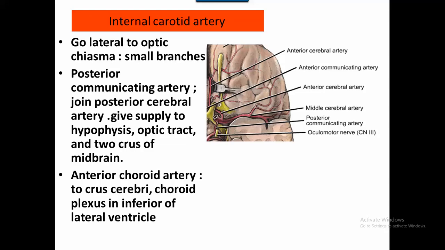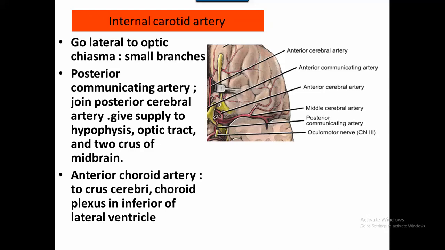It gives supply to the hypophysis cerebri, which is the pituitary gland, the synonymous name of the pituitary gland, and to the optic tract, and the two crura of the midbrain. The two crura are the two arms which connect between the midbrain and the cerebral hemisphere.